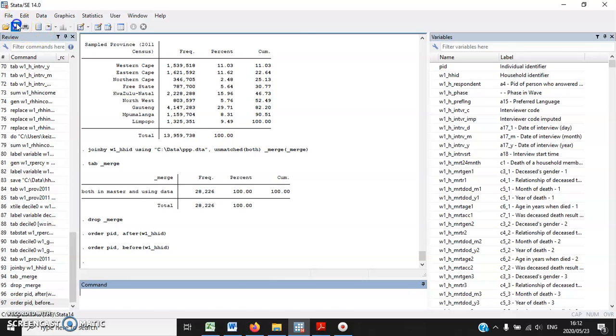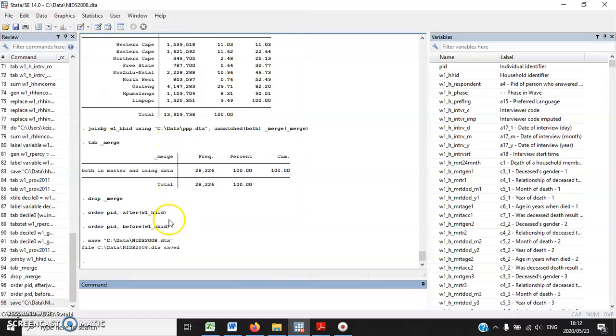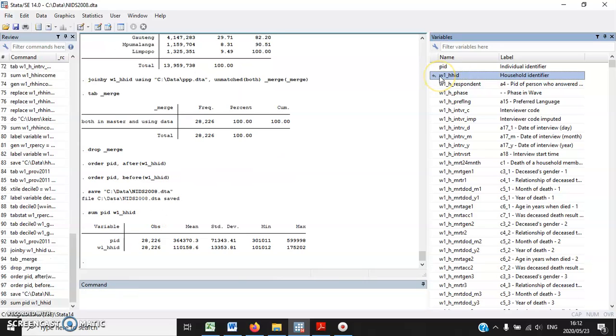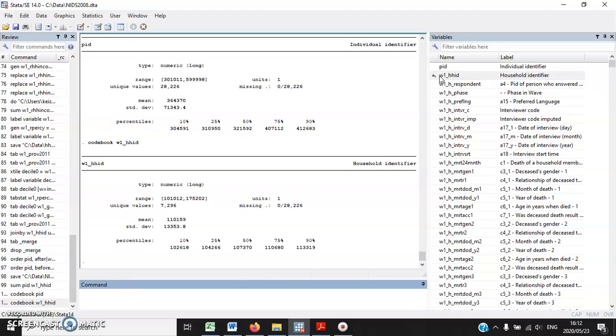Now I'm going to save it as my final merge file. I'll call it needs 2008. Let's just sum PID and household ID. Indeed, we have 28226 observations. I just want to double check: codebook PID, 28226. So each person has got his own unique number that is not owned by someone else. And then codebook household ID, there should be 7296 unique values.